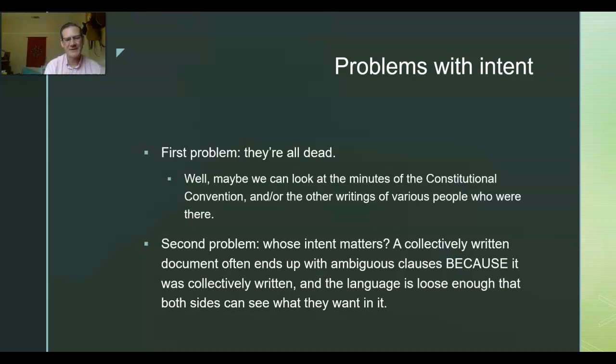There's a second problem with intent. Whose intent really matters here? A collectively written document ends up with ambiguous language, usually because it was collectively written. And what happens is people are bargaining and they have different things that they want, and the language is loose enough that both sides can see what they want in that language.